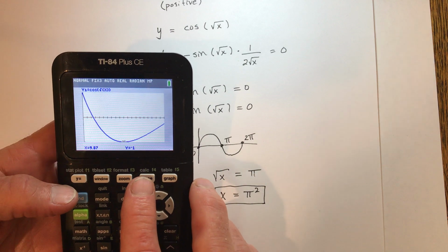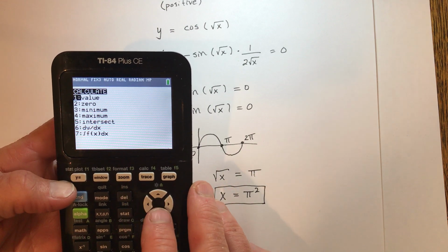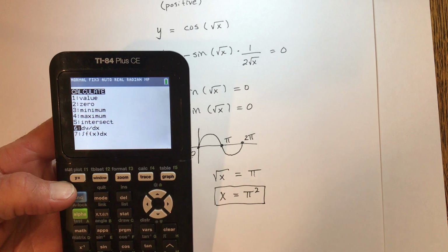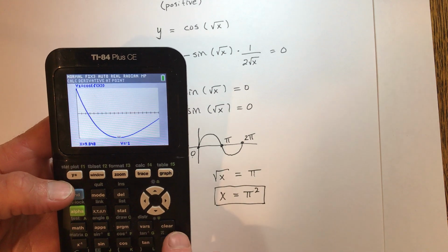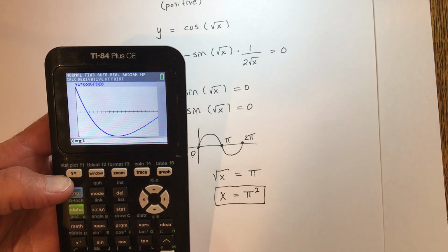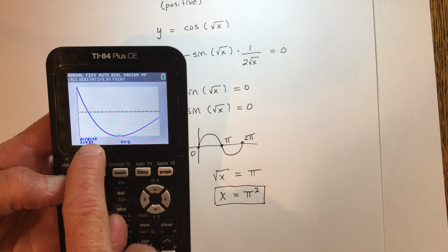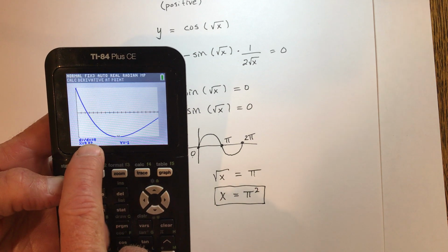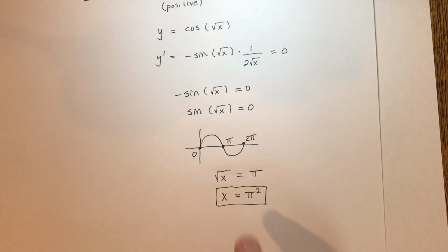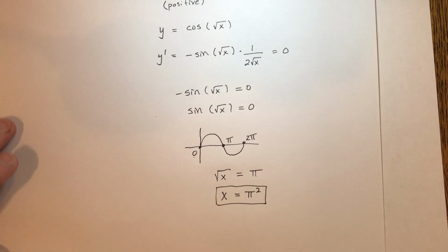You could also verify by going second calculate, and then derivative, and then plug in the pi squared. And right there, it says the derivative equals 0. So this is correct. Now we're ready for example number 3.